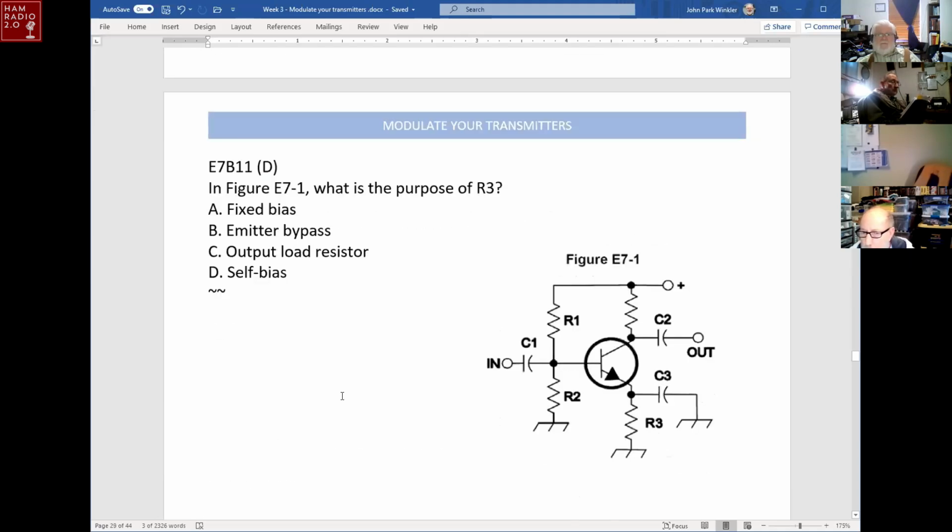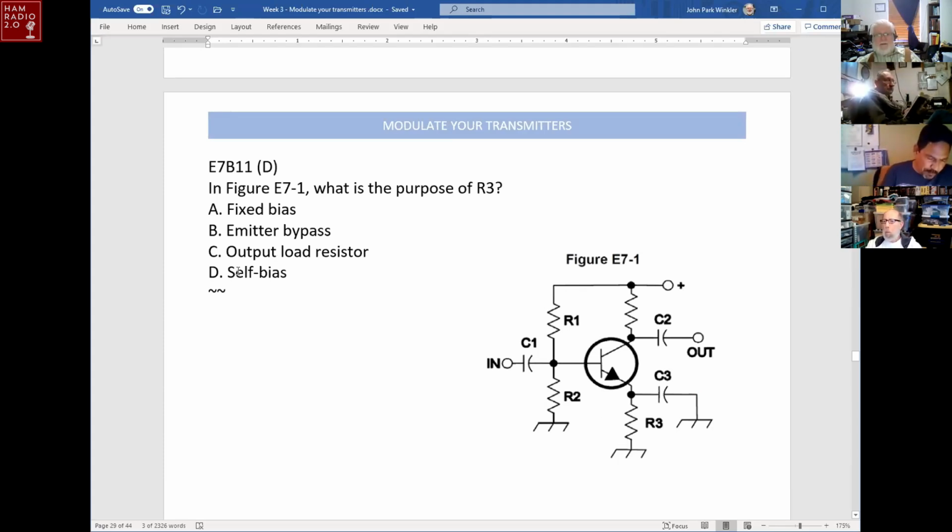Still staying with question E71, what is the purpose of R3? And the answer is D, it's self-bias. If you removed R2, the divider would not be as stable, because the gain of the transistor would determine where the emitter voltage point was, and it would be dependent on the thing.